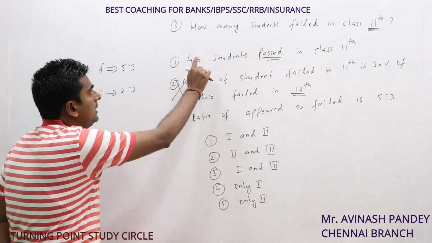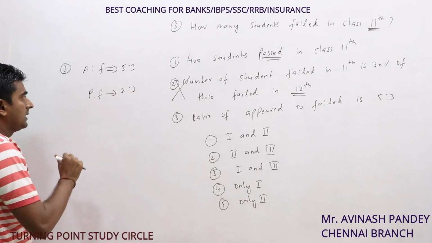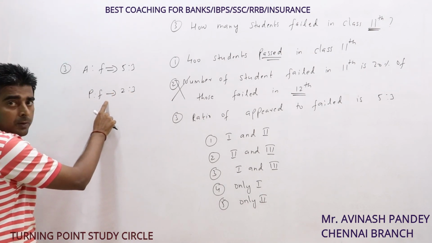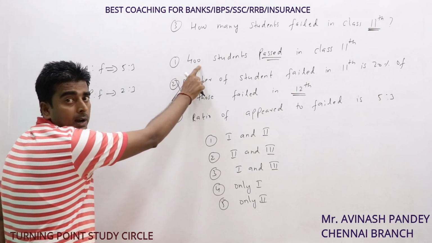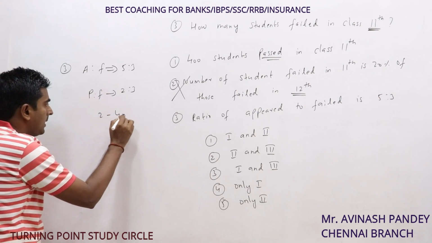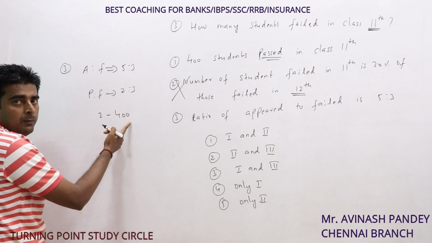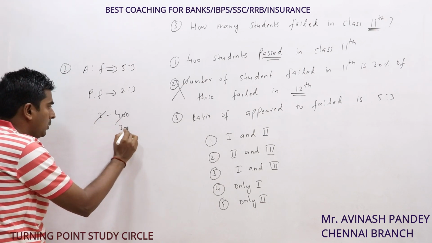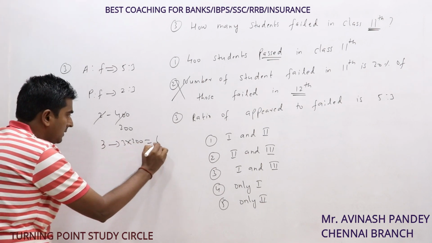First statement, what they have given you: 400 students pass in class 11, right? This is nothing but information of class 11th only. So can I say 2 part is nothing but 400, because pass is nothing but 400. And what they are asking is fail, which is 3 part. 2 part is nothing but 400, 1 part is nothing but 200. So 3 part is nothing but how much? 3 into 200. So my answer is 600.